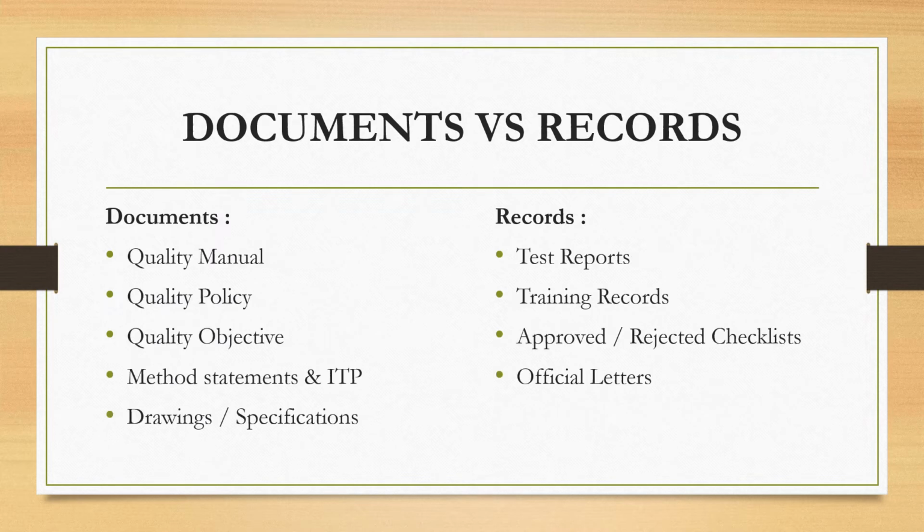There is some example given for documents and records. Quality manual, quality policy, quality objective, method statements, ITP, drawings, specifications are considered as documents because it can be edited or modified and updated. Test reports, training records, approved or rejected checklist, official letters are considered as records because it cannot be edited once it's made.